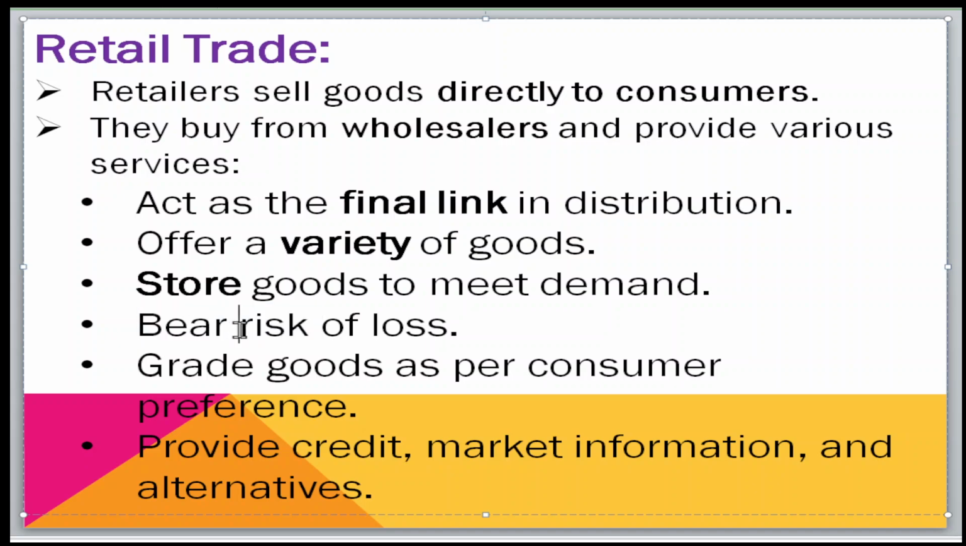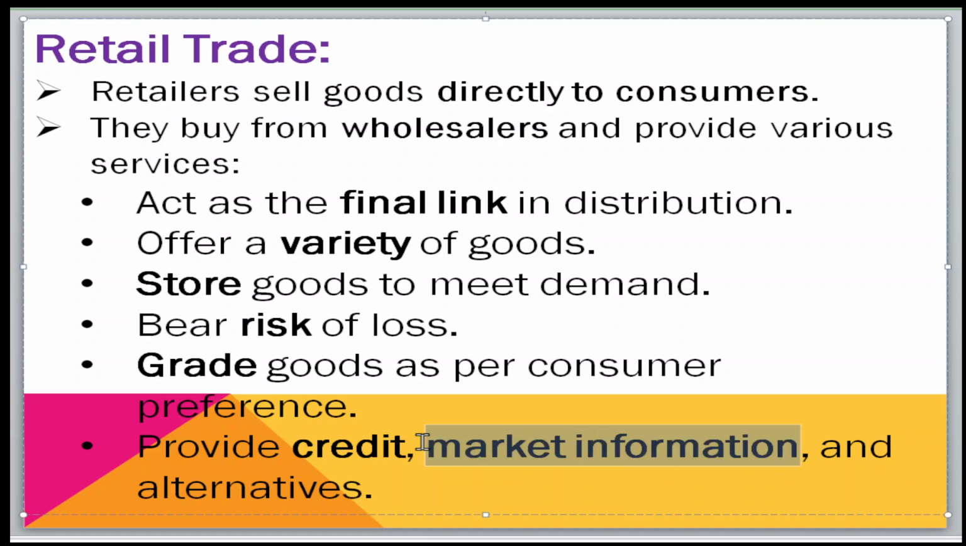They bear the risk of loss. They can grade the goods as per the consumers' preference, and they can provide credit facilities. Credit means now you can buy and afterwards you can pay. That system is called the credit system. They can also provide market information to the consumers, and even alternative goods to the consumers. Okay, now move to the second.